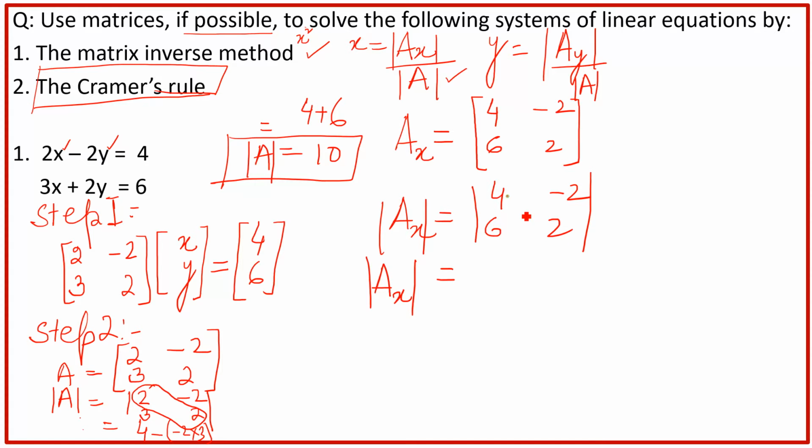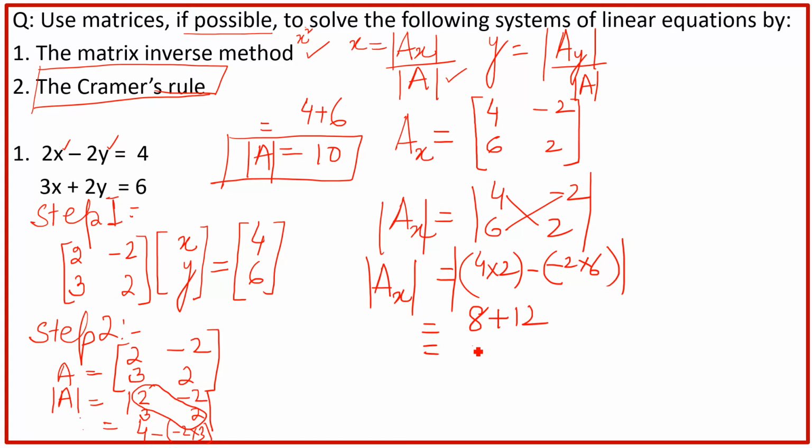First you have to multiply these two, 4 multiplied by 2, then negative sign, then these two, negative 2 multiplied by 6, so it will be 8, and positive, minus minus plus 12, so is equal to 20, right? So a of x is equal to 20.